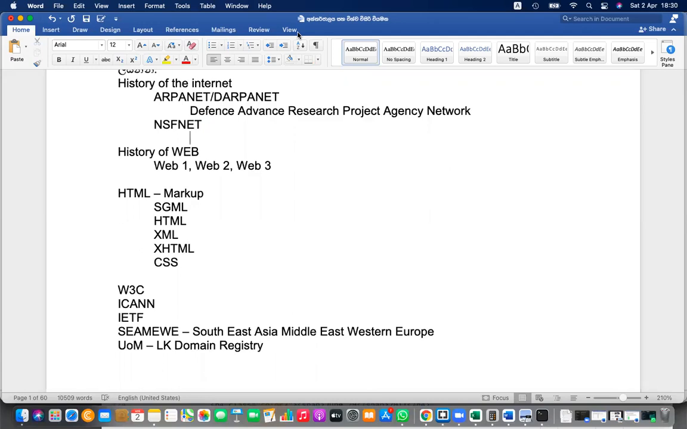I repeat the question. Internet and World Wide Web, are they same or different? Different. What is the difference? World Wide Web is a service of the internet. It's like a bus and road. Road is the internet and bus is World Wide Web. So bigger one is the internet. Internet is the infrastructure and World Wide Web is its service.